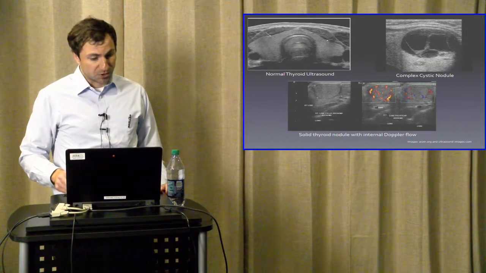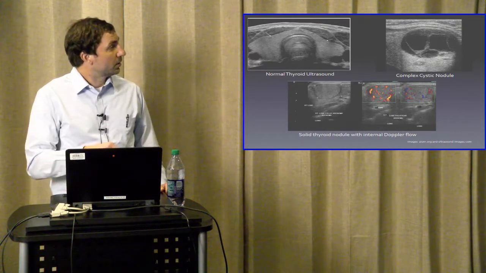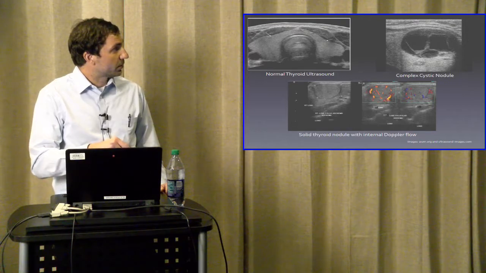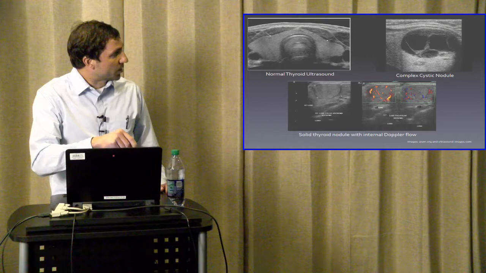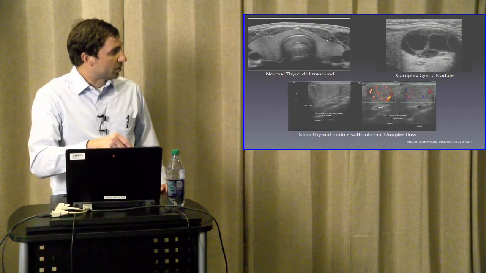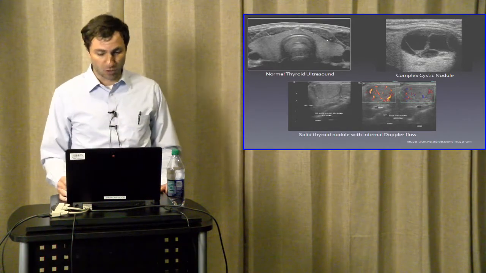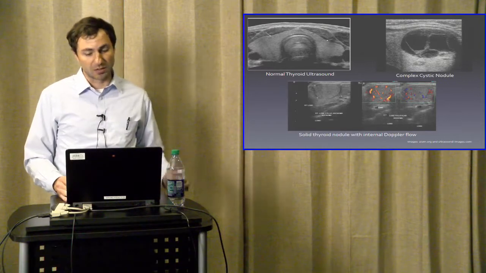Again, the top left is just another image of a normal thyroid. This is an ultrasound image of a complex cystic nodule. On the bottom, we have a more solid nodule, and in this case, there's internal Doppler flow, which lets us know that the nodule is solid.